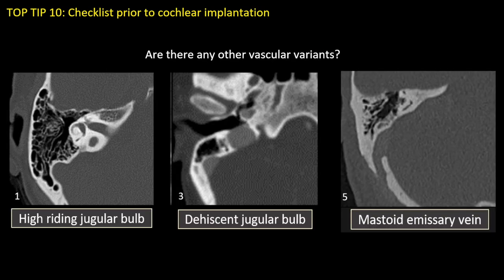Other vascular variants that must be reported on are the presence of high-riding jugular bulbs, the dehiscent jugular bulb, and the presence of mastoid emissary veins, as these vascular variants are also at increased risk from iatrogenic injury. With this, I conclude this lecture. I thank you very much for your attention.